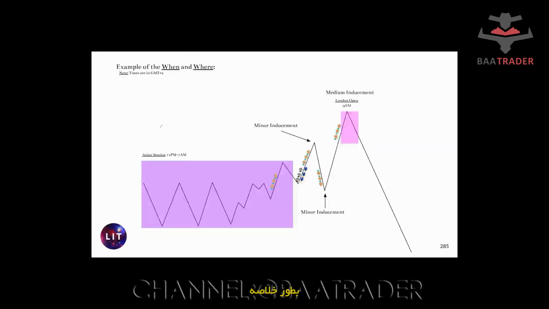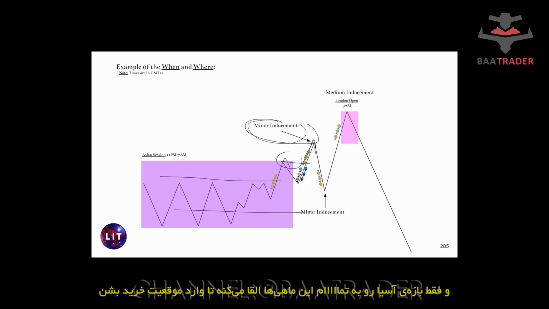In a nutshell, that is what's going on. Example of the when and where. So again, we're having the Asia range. We're having our minor inducement to the upside, again adding breakout fishes. That's a minor inducement because it only makes a new higher high. It only induces Asia range fishes into getting their buy positions in.